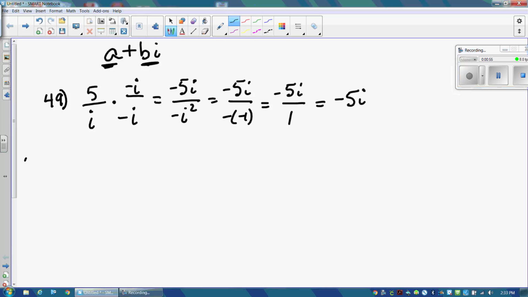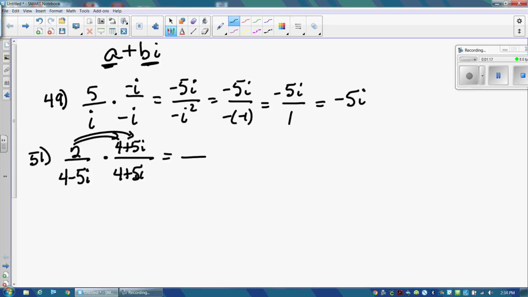51 is 2 over 4 minus 5i. Okay, so to get rid of that, I'm going to multiply by the conjugate of 4 minus 5i, which is 4 plus 5i. And if I do it on the bottom, I have to also do it on the top. Okay, so on the top, I have to do 2 times both of these. So I get 2 times 4 is 8, and 2 times 5i is 10i.